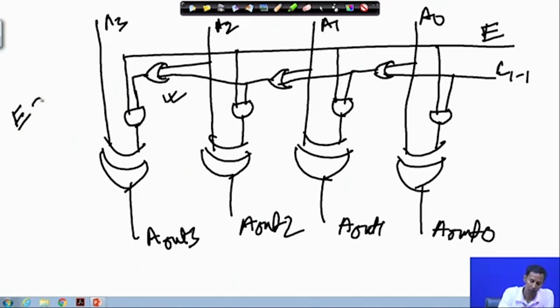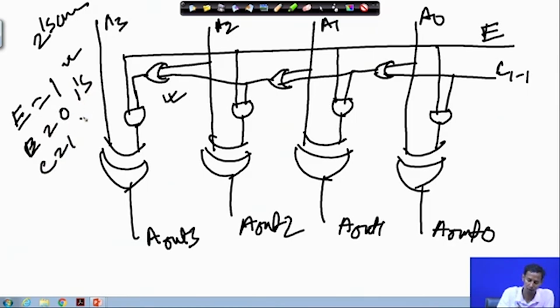Now, if I just want to verify this particular circuit against my target: if E equals 1, at that time it will act as a 2's complement circuit. If E equals 0, at that time it will act as a 1's complement circuit. Okay. So, is it doing the same thing?